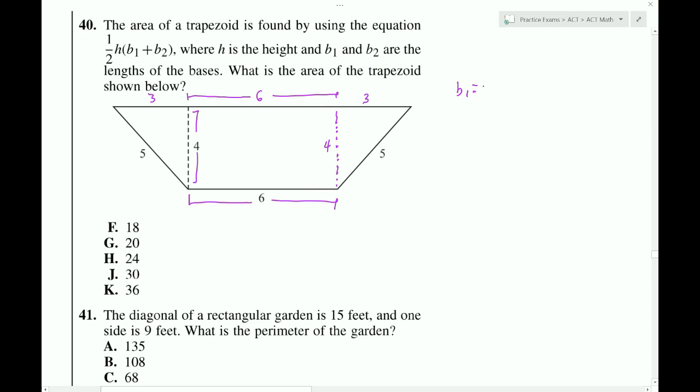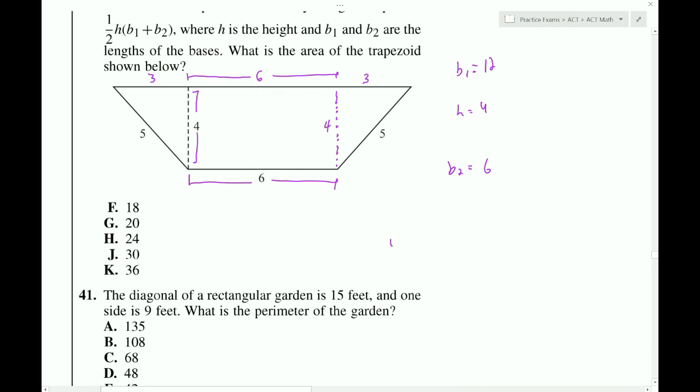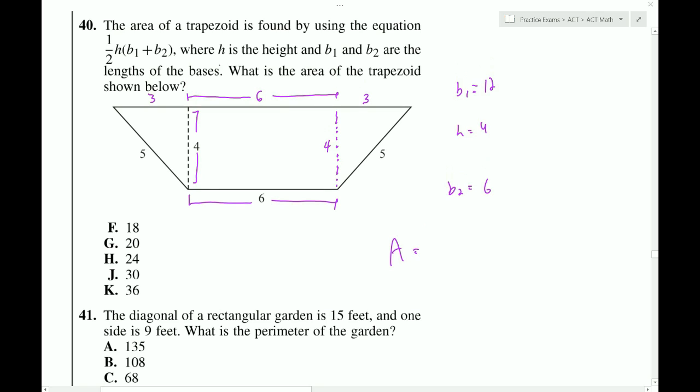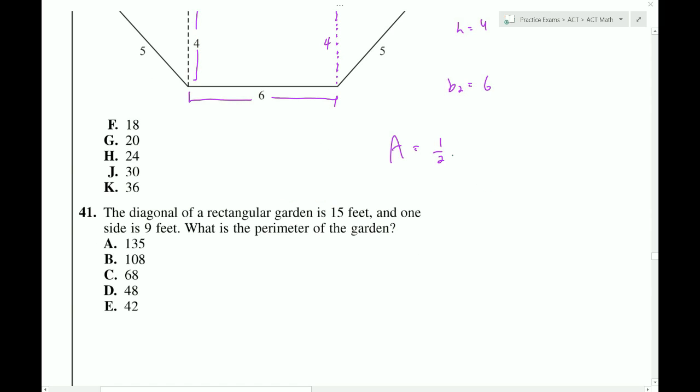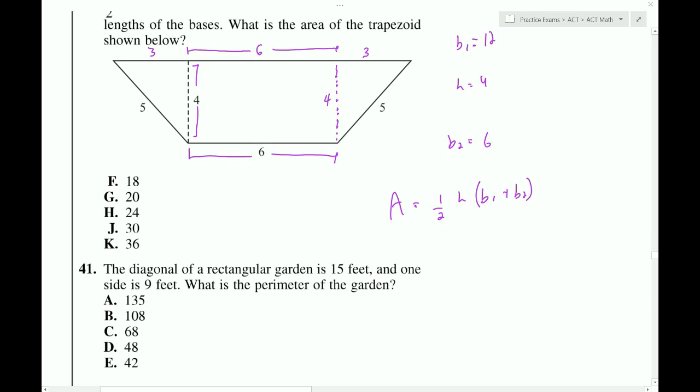So we'll call that B1. And then base 2 is 6, and then our height is 4. Now we could just plug into our formula, which is, as we see here, half height times the sum of the bases. So if I plug in 4, 4 over 2 is 2, right, half the height. Then the sum of the bases is 18, so I get 36 for my area.